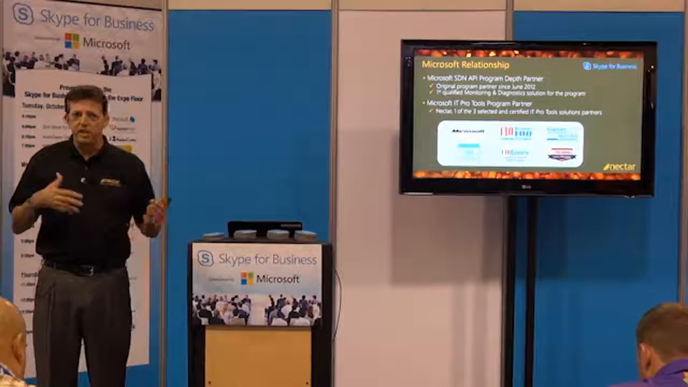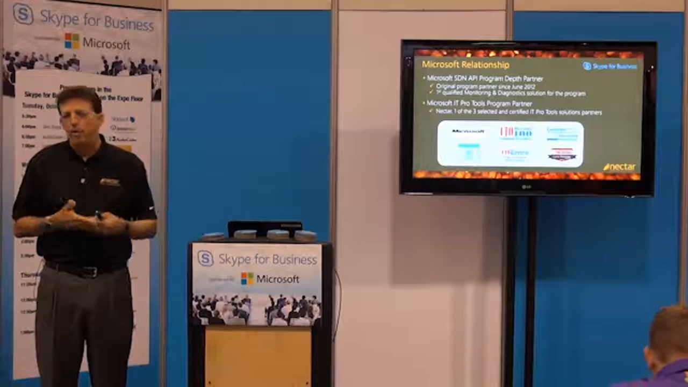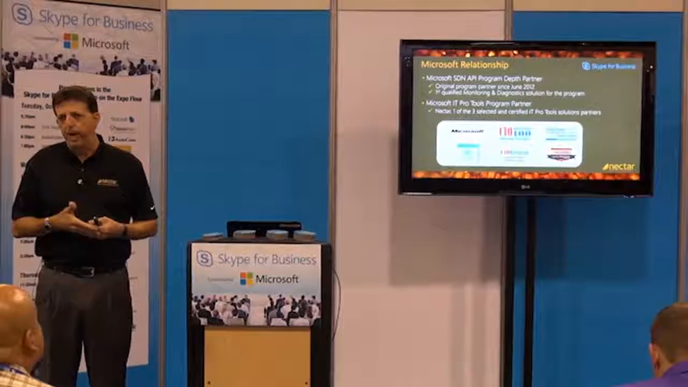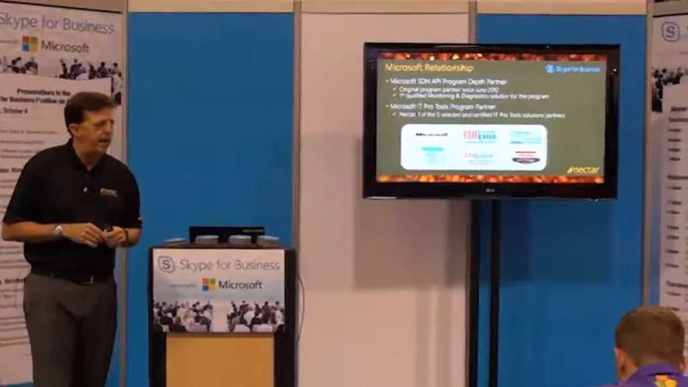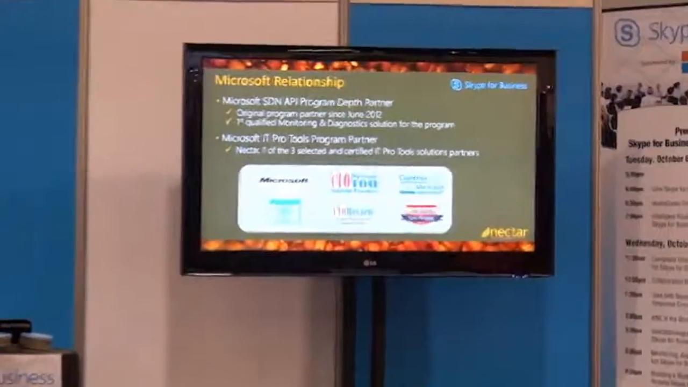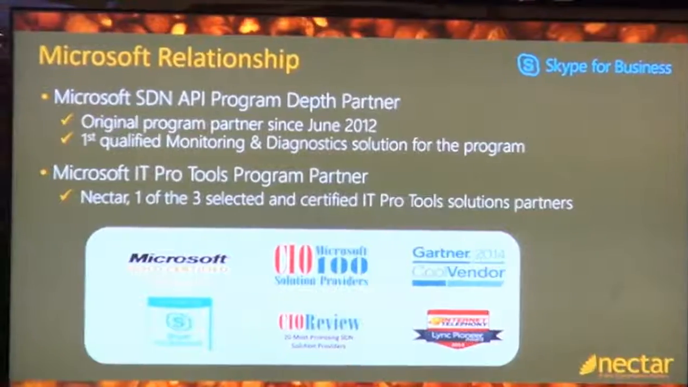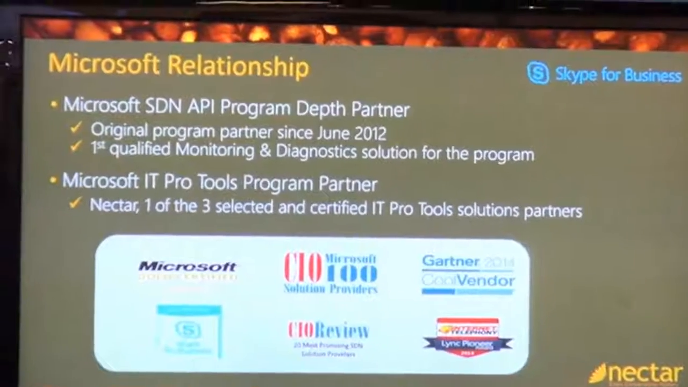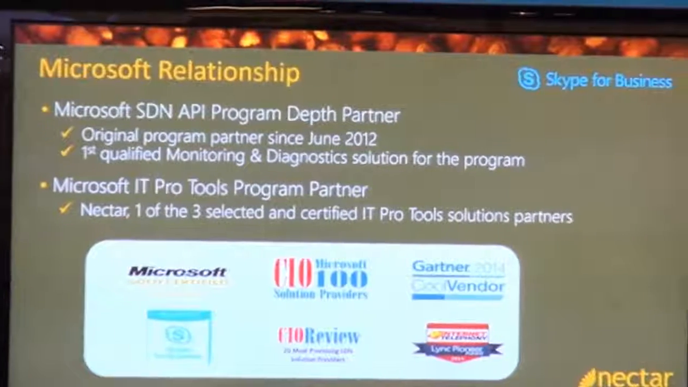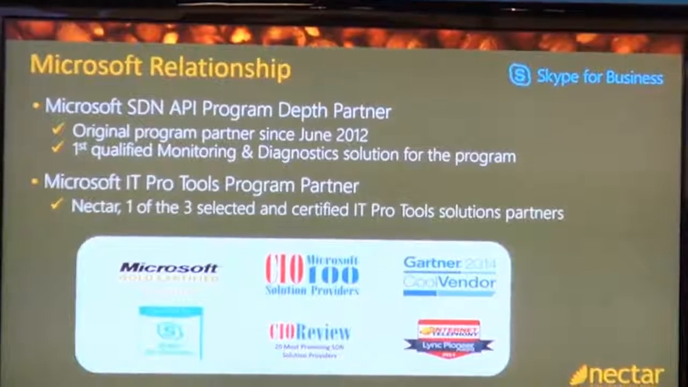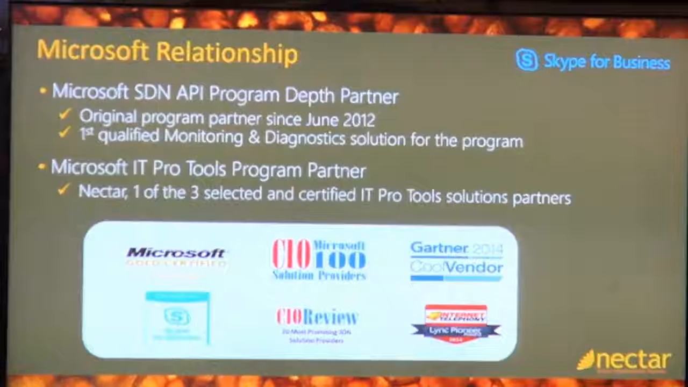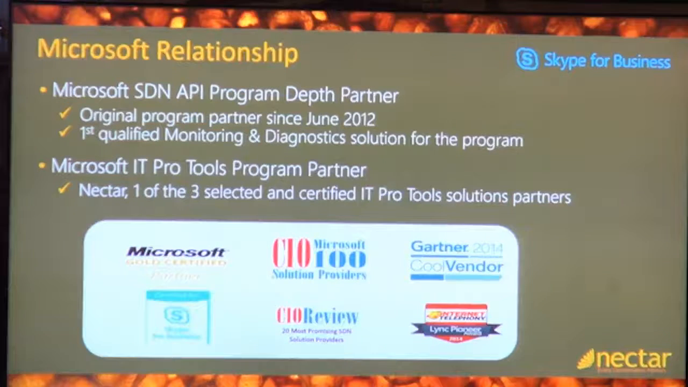Specifically around Skype for Business, that's what we're focused on here today. We're a Microsoft depth partner for the SDN API. We'll talk a little bit about what the SDN API is, but essentially what it allows us to do is create visibility so that we can dive in and look at what's happening within that network. Historically, with Microsoft, whether it be Lync or Skype for Business, the signaling and the media is encrypted. That means you have a great way of understanding that, yes, you may have a bad call, but where that problem arises, that's always the challenge. So we're going to talk about that.